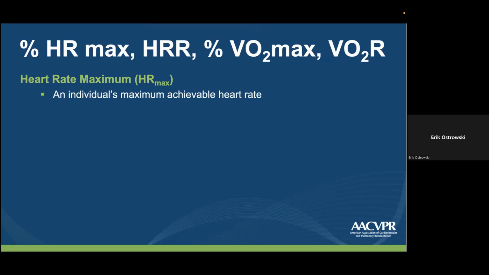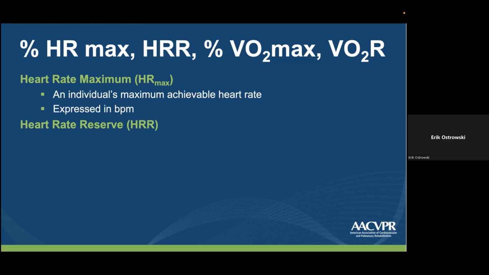So we can prescribe exercise based on a percentage of an individual's heart rate max. So this is prescribing exercise as a percentage of their maximal achievable heart rate, typically expressed in beats per minute.